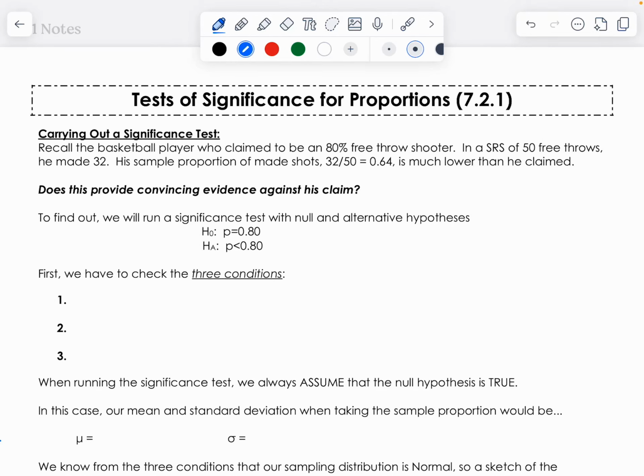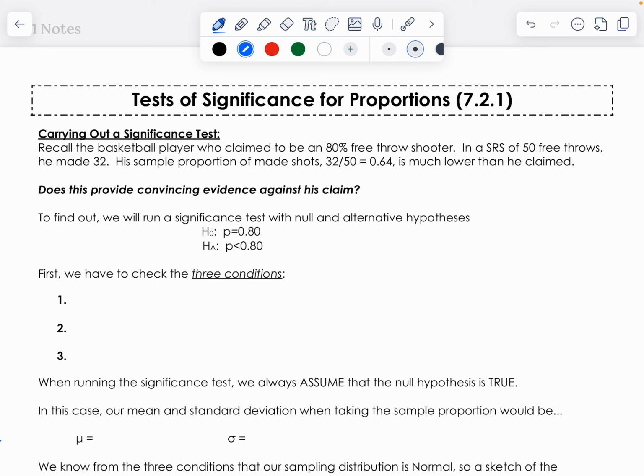Okay, so now we're moving on to day 2, and in day 2 we're going to focus in on tests of significance specifically for proportions. Similar to what we did last unit, we're going to look at all tests of significance for proportions or percents, and then we'll look at all tests of significance for means in our next section, I guess I should say.